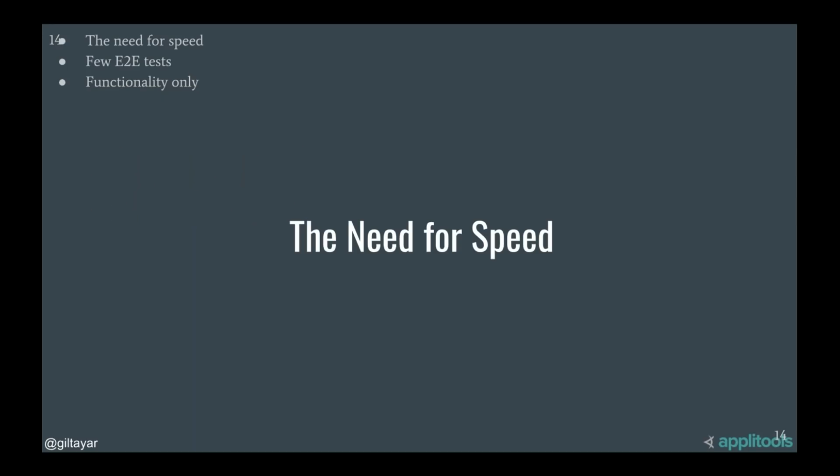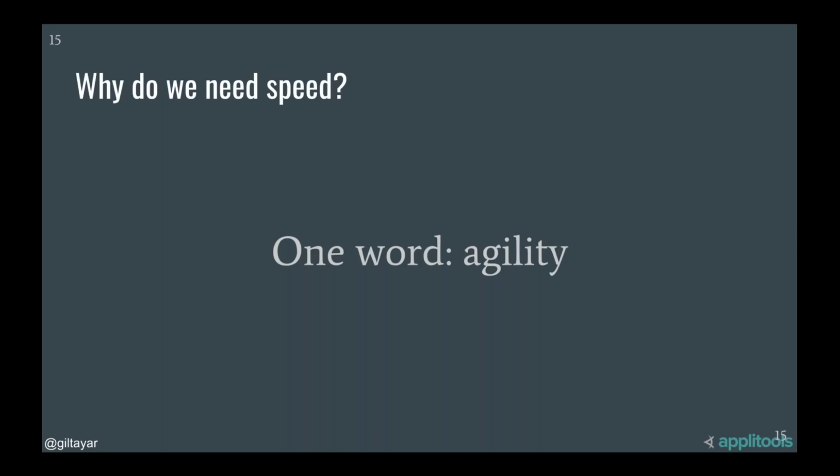So let's talk about the three of them. The need for speed. Let's first talk about the need for speed. Why do we need speed? And the answer is really, really simple. We want agility. And I actually am not a big fan of that word, agility. It's been co-opted to mean lots and lots of processes like Scrum and Kanban, and there's all these bureaucracies with velocities and points and story points and everything.